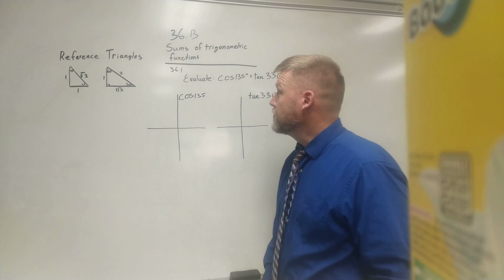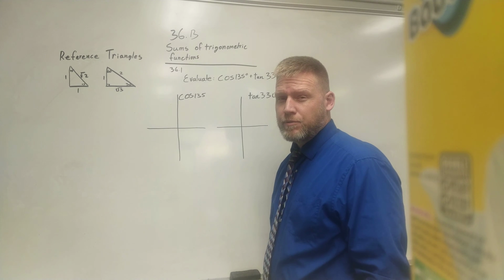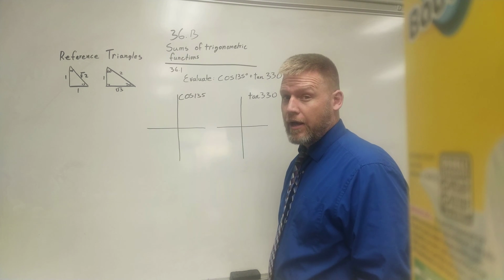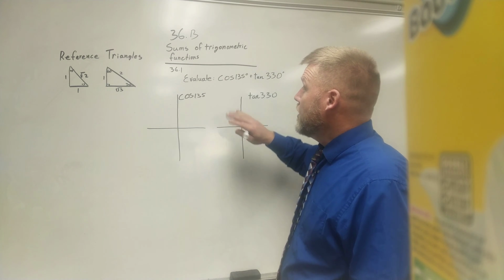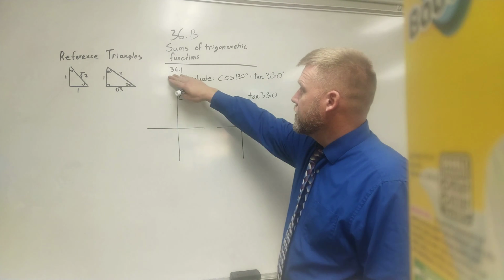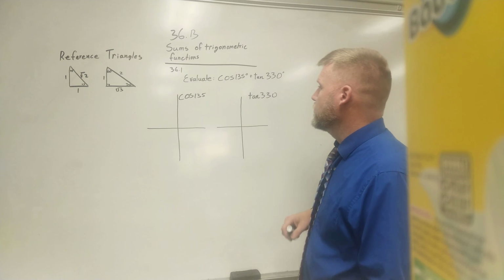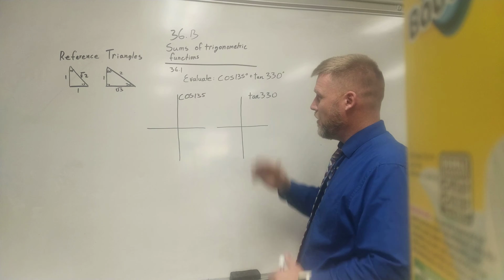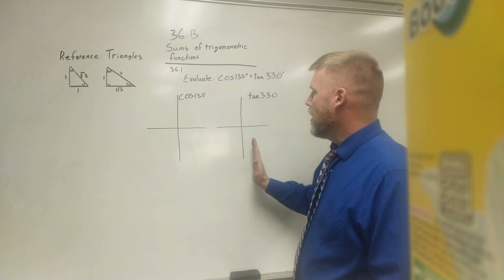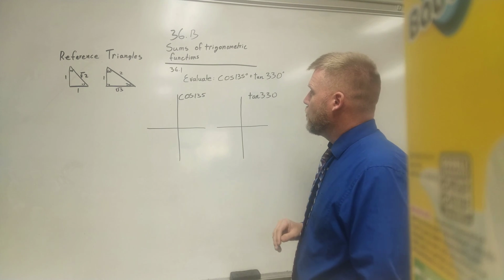36b is the sums of trigonometric functions, and sometimes it's useful to be able to add up different trig functions to get their summation. This is going to be problem 36.1, which is evaluate the cosine of 135 plus the tangent of 330.